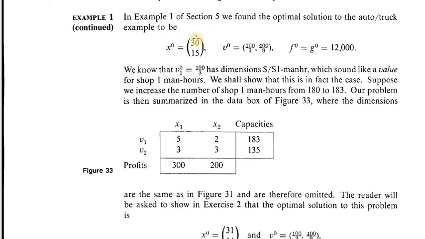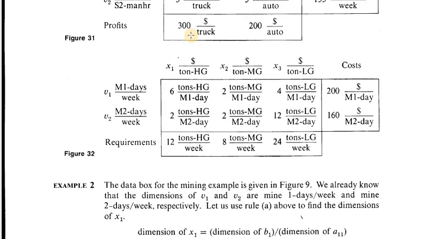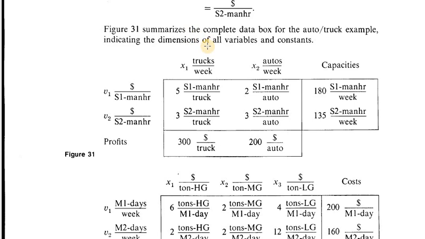Okay, well, this refers to the auto truck example that has this data box up here. So we have, if you remember this, two shops, and each one can produce trucks and autos. And the maximization problem is to maximize profit, and the minimization problem is to minimize costs. The profit will be given by 300x1 plus 200x2. The cost will be given by 180v1 plus 135v2.